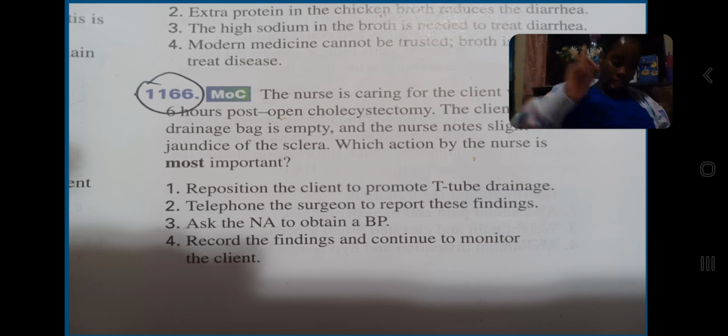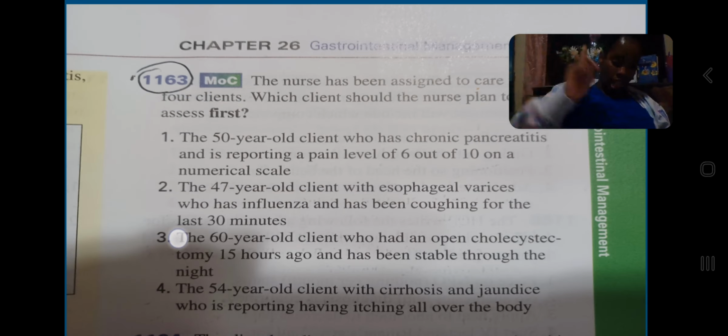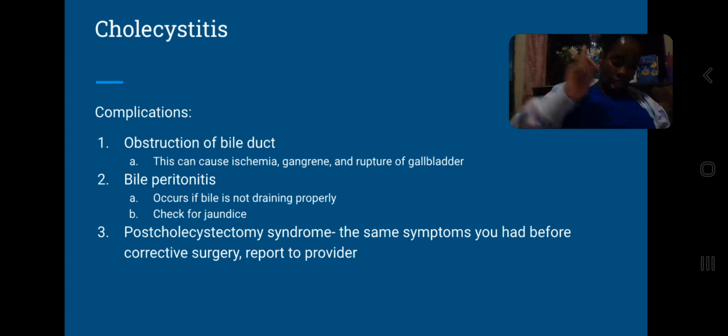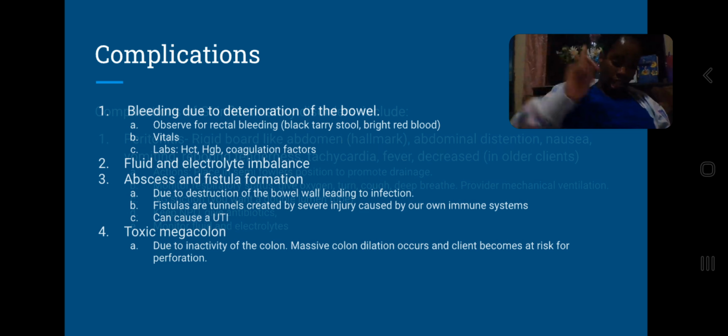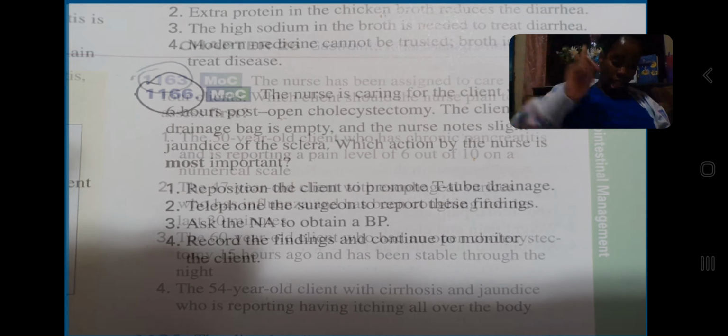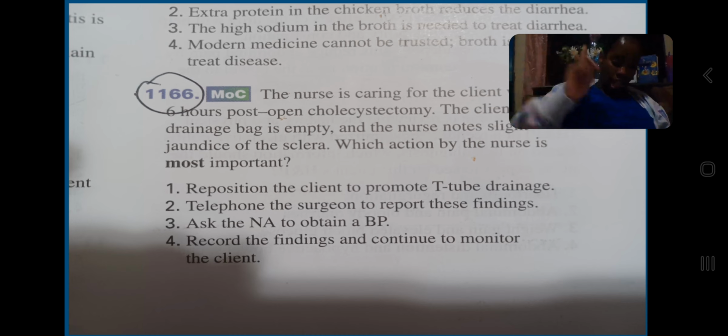Okay, remember that symptom of you having the same symptoms as you did before surgery. This is what this is, and you want to report this to the provider. Record the findings and continue to monitor the client? Not going to continue to monitor because obviously something's going wrong. Now back to the syndrome. Let's go back to the slide, and I'm going to show you what that syndrome is. Post-cholecystectomy syndrome. It's the same things that you had before you had surgery, and we're going to report that. So, answer 3, ask the CNA to obtain a blood pressure.